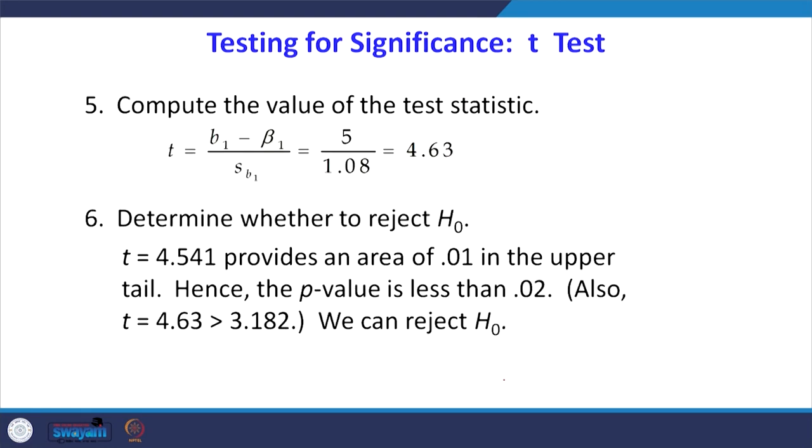So, now compute the value of the test statistic. 5 divided by the SB1, which is 1.08, we get 4.63. Determine whether to reject H0: T equal to 4.54 provides an area of 0.01 in the upper tail, hence the p value is less than 0.02. So, T is greater than 4.63, we can reject the null hypothesis. When we reject the null hypothesis, we are concluding there is a relation between x and y.